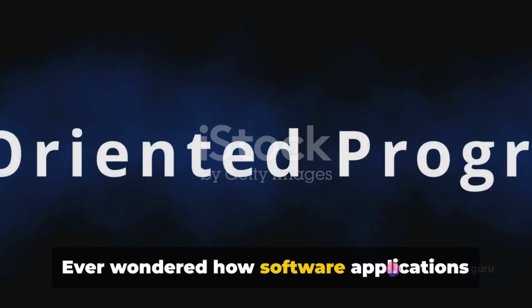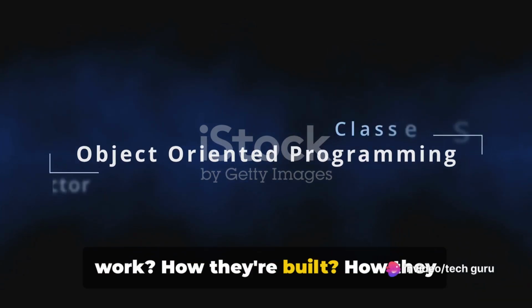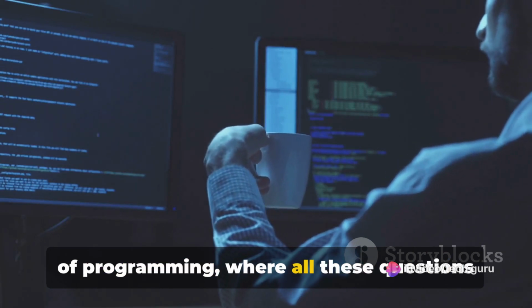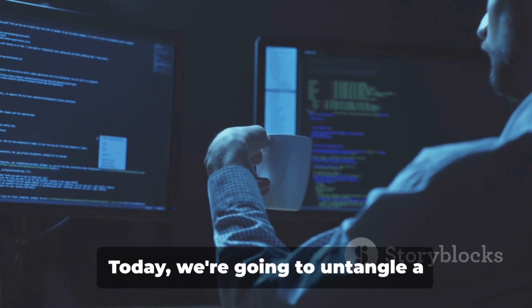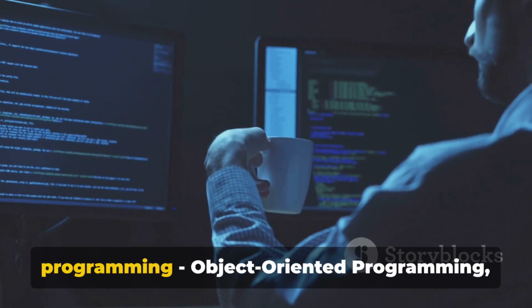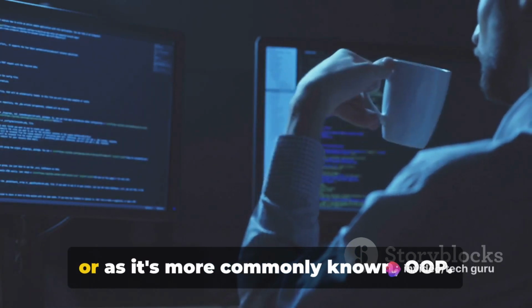Ever wondered how software applications work? How they're built? How they function? Dive into the fascinating world of programming, where all these questions find their answers. Today we're going to untangle a fundamental concept in the world of programming, object-oriented programming, or as it's more commonly known, OOP.